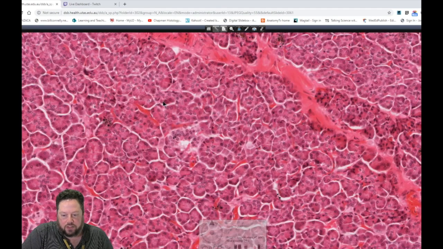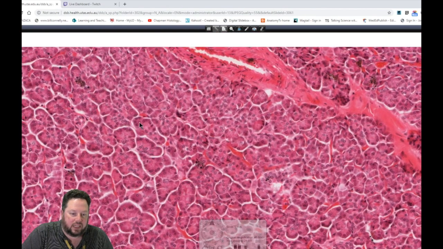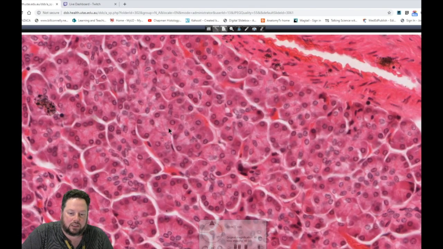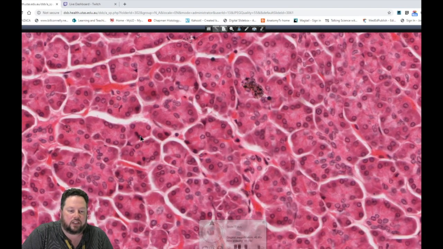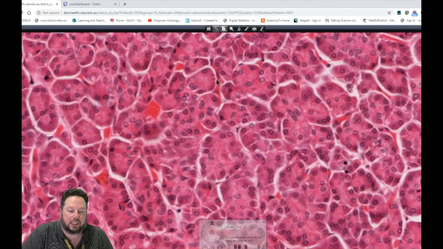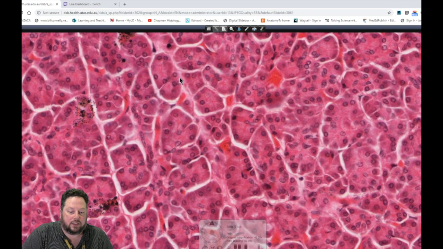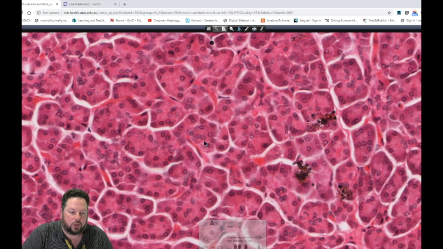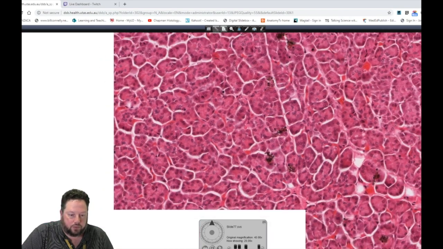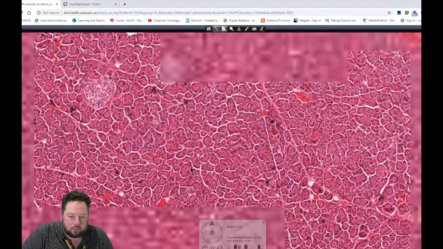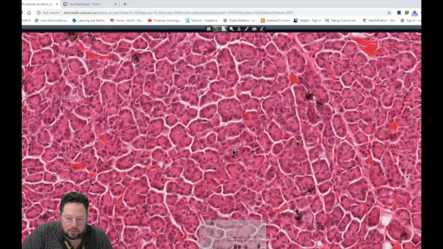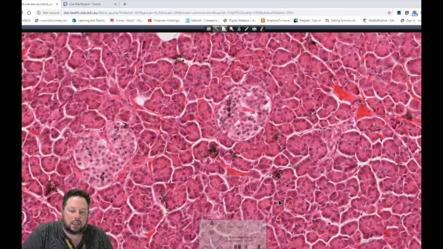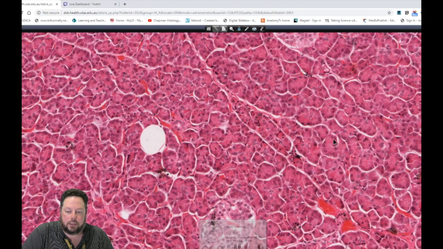Well, as you can see, it's not always easy to find the ducts. They definitely don't stand out as much as when we were looking at the salivary glands. There's part of the duct system here, although it's a bit difficult to interpret. I'll zoom out a little bit again. There's a little bit of duct there.